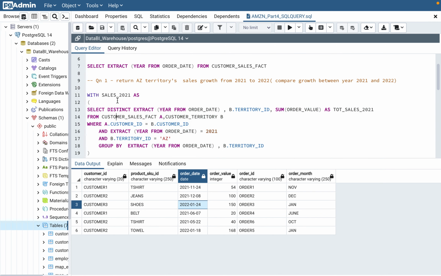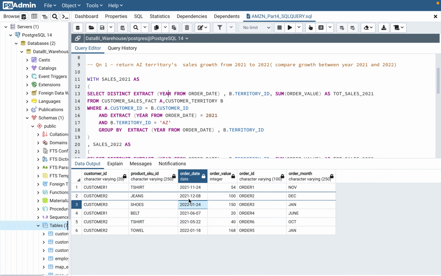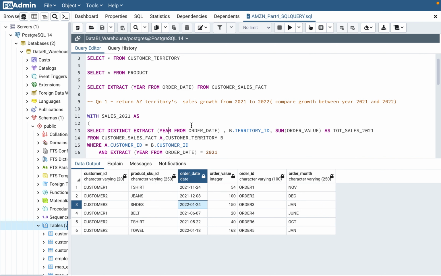So let's start with the sales under 2021. What we'll do is we'll get the year, right? One other thing that is covered here is they are saying year. If you see this order date, it's a full date, correct? So how do you just extract the year? There is a command here.